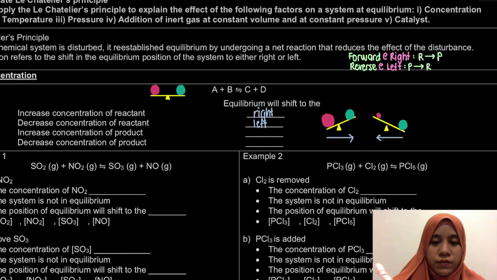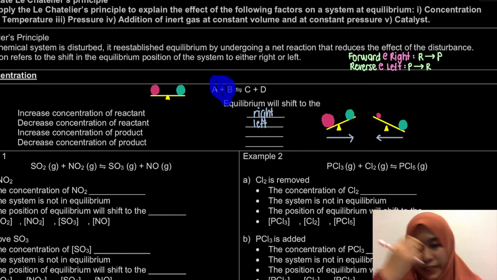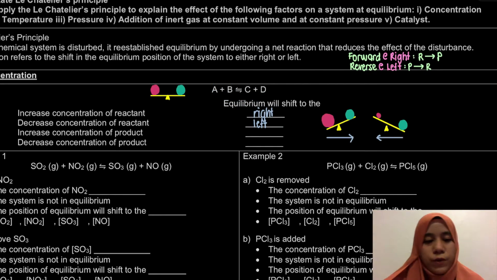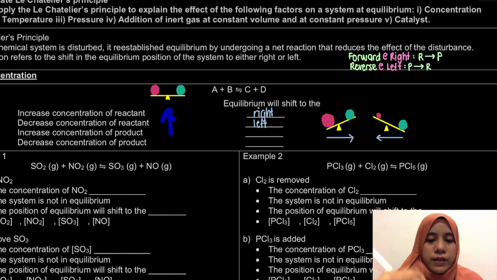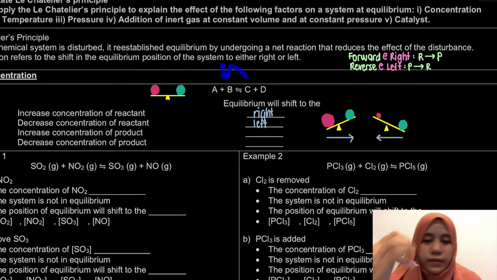Okay, sebab kenapa shift to the left? So shift to the left ni kita punya reactant bertambah lagi. Sebab sekarang ni when we decrease the concentration of reactant, kalau boleh kita nak increase balik kita punya reactant tu. So how to increase back our reactant? Kita nak ke kiri pula. Kita nak our product ni change to our reactant. Ataupun nak buat in terms of seesaw pun boleh juga.